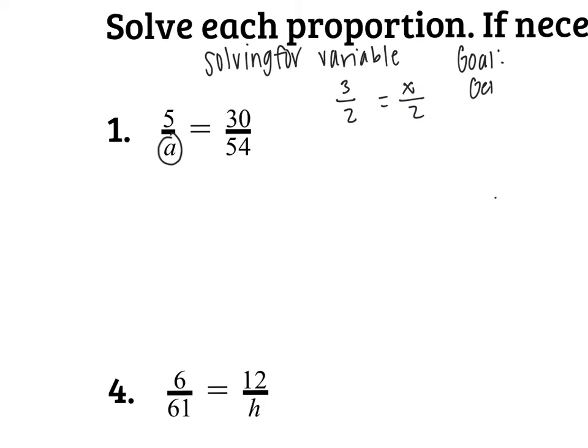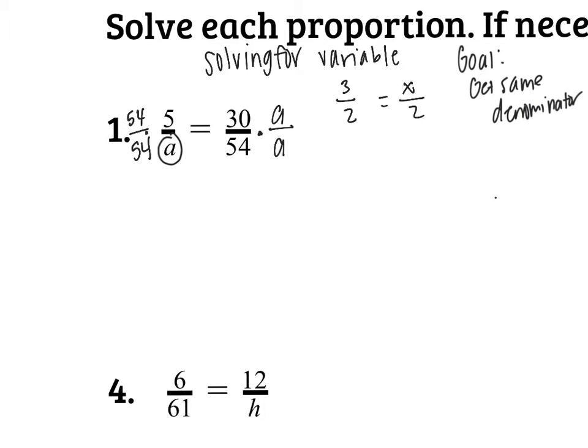Okay, so get the same denominator, which is that number on the bottom of your fraction. Okay, so we have a denominator of a and a denominator of 54. So if you remember how you get common denominators, what we want to do is actually multiply each side by the other side's denominator. So our common denominator will be 54a. So over here, I'm going to multiply by a over a. And over here, I'm going to multiply by 54 over 54.